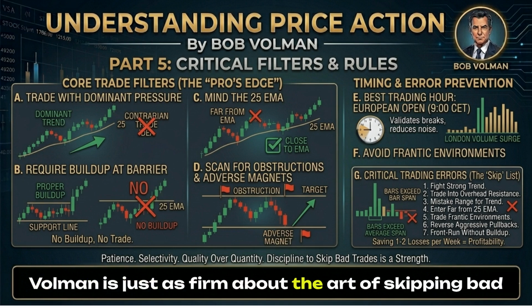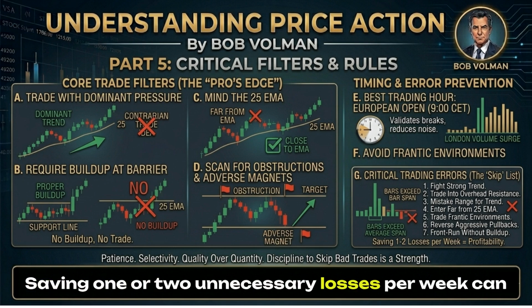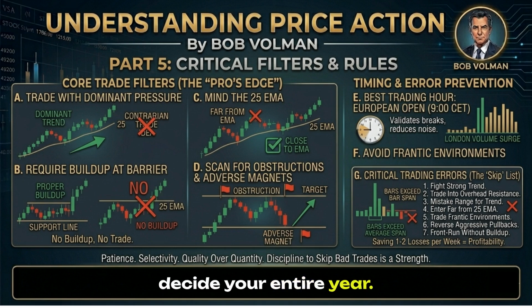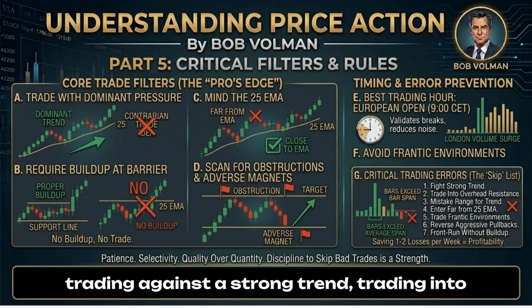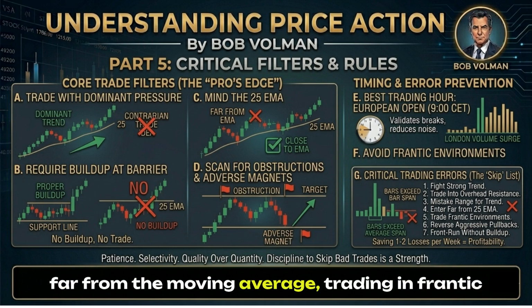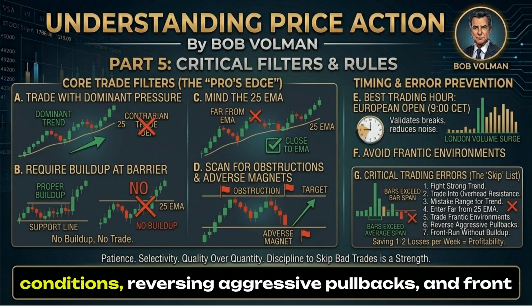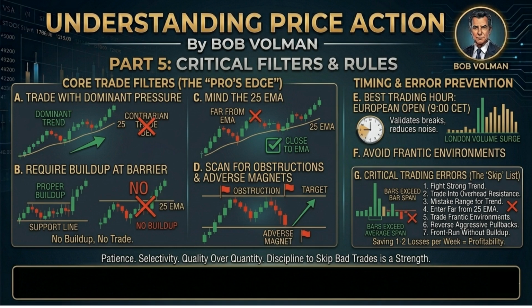Volman is just as firm about the art of skipping bad trades. Saving 1 or 2 unnecessary losses per week can decide your entire year. The 7 common errors to avoid are these: trading against a strong trend, trading into resistance, mistaking a range for a trend, entering far from the moving average, trading in frantic conditions, reversing aggressive pullbacks, and front-running breaks without buildup.